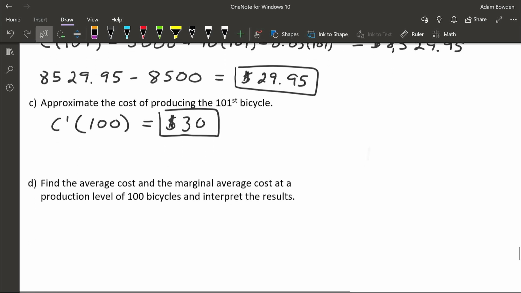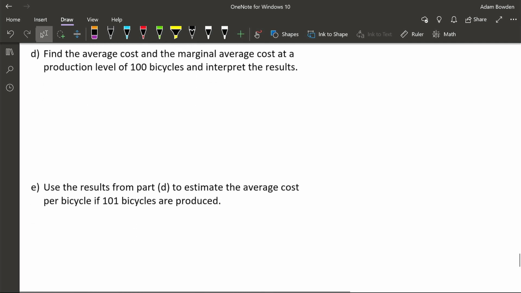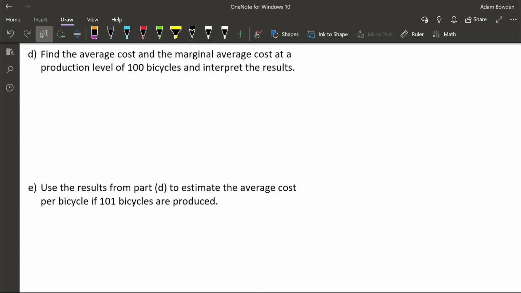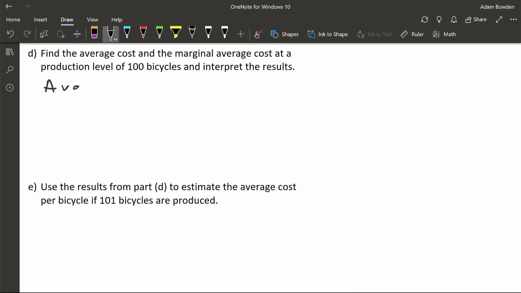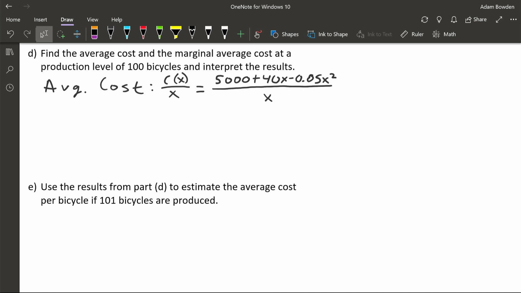Okay, and then the next part down below says to find the average cost and marginal average cost at a production level of 100 bicycles and interpret the results. So let's go about finding the average cost function. To find the average cost function, we do C(x) over x. So what that looks like is we put the entire 5,000 + 40x - 0.05x² all over x.